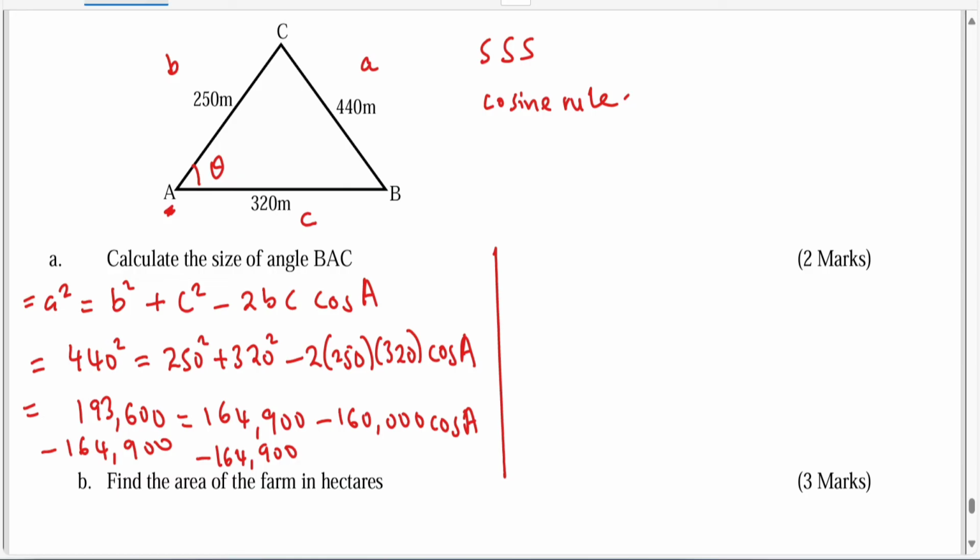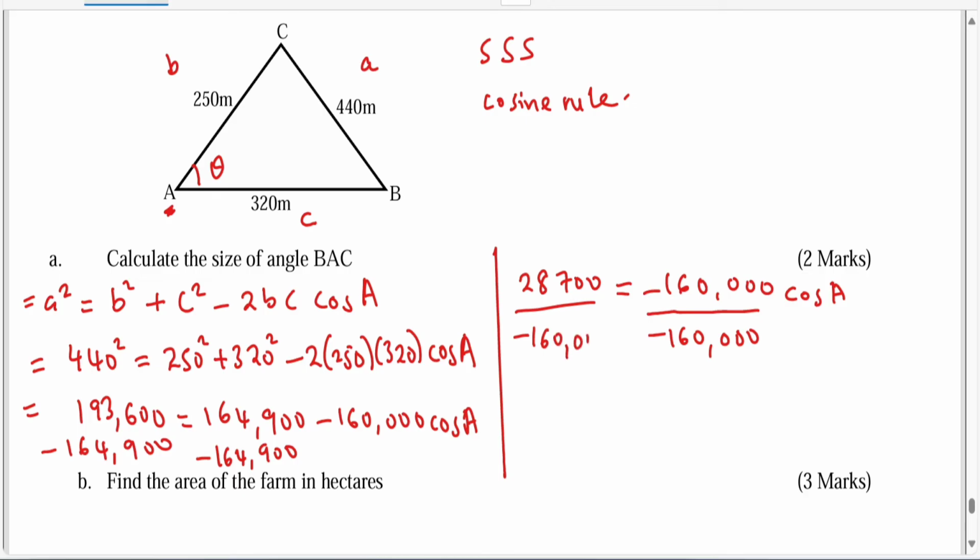93,600 minus 164,900 gives us 28,700 on the left side of the equation. Na hapo on your right side ni negative 160,000 cos A. So you also don't do this mistake ukachukua negative 160,000 ukapeleka pale uka-add. No. For you to get cos A first, you divide by negative 160,000, because negative 160,000 is the coefficient for cos A. So for you to remove it, you divide it on both sides.